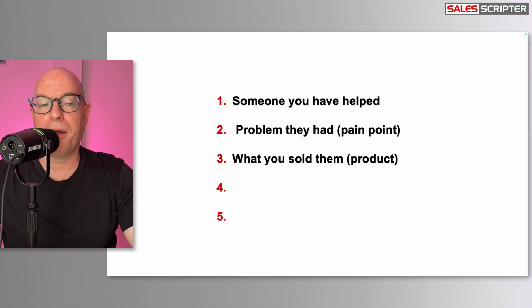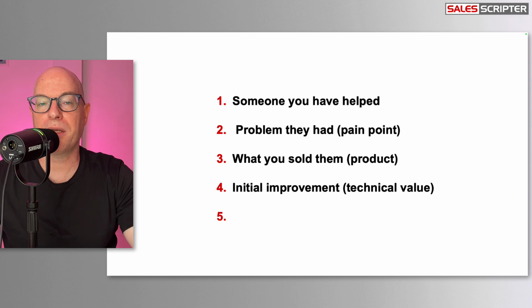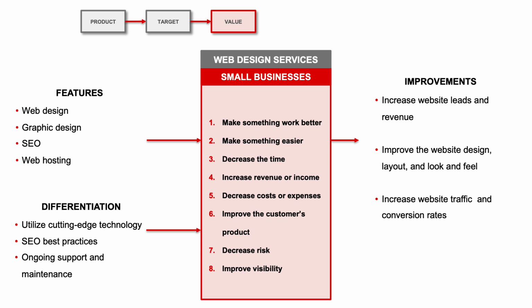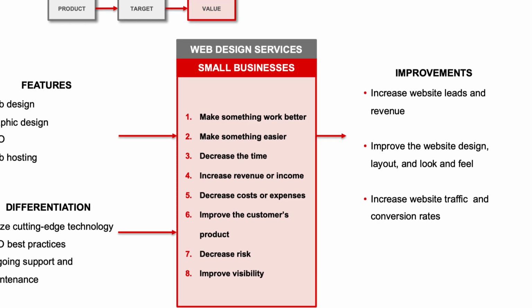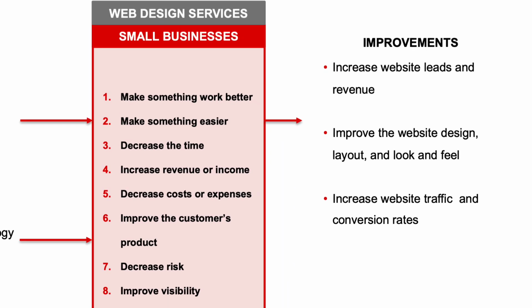The third item to identify is the product or service you sold them. And the fourth item is to try to think of an initial improvement that your product or service delivered to this customer. And again, if you can't think of anything off the top of your mind, you might want to go back to the value step of the sales message brainstorming process. There's a good chance that if we created a good list of improvements your product or service delivers, then it could very easily be the case that one of those improvements was an improvement delivered to this customer.